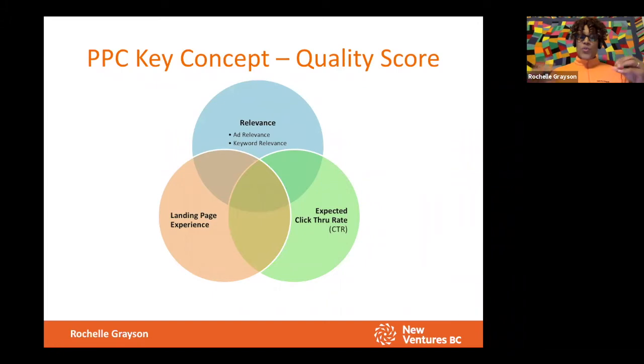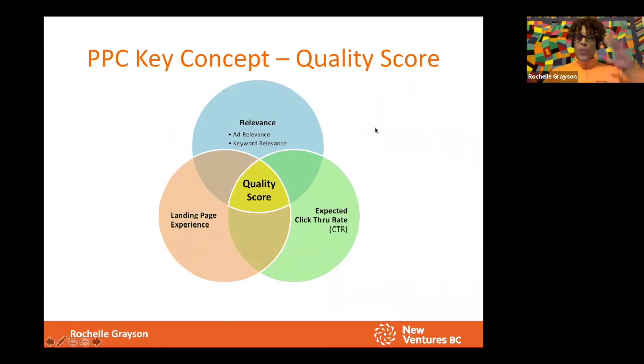So the quality score is basically Google looking at all three of these things together to come up with a score of how good this ad is and how well it matches what people are looking for and what they're searching for. The quality score is literally the intersection of all three of these pieces. So just keep that in mind. The higher the relevance, the higher the click-through rate, and the more your landing page talks about that particular concept, the higher your quality score will be.